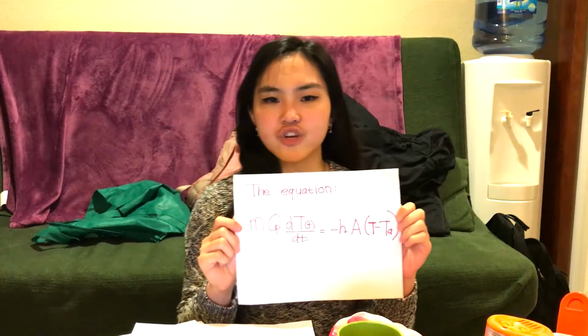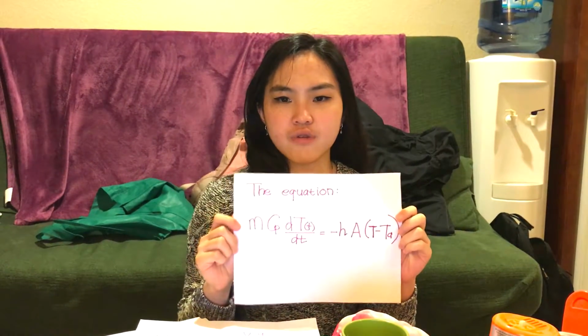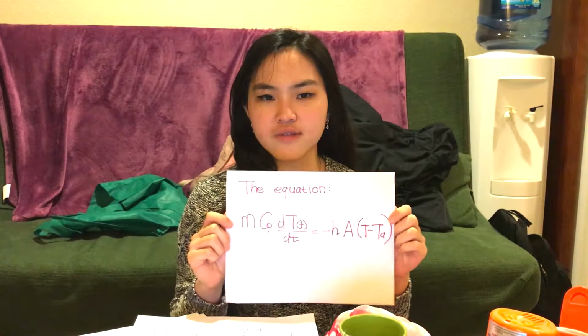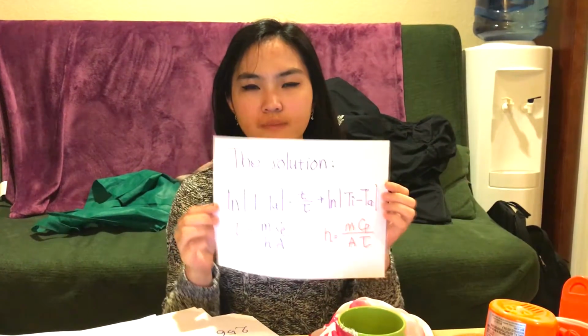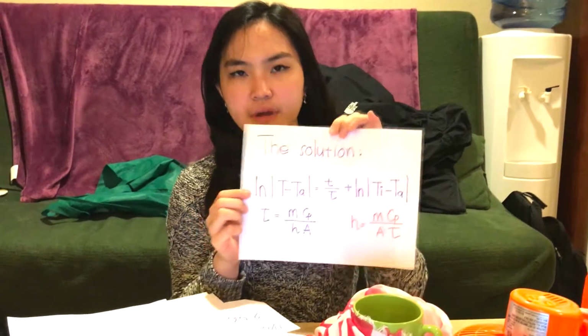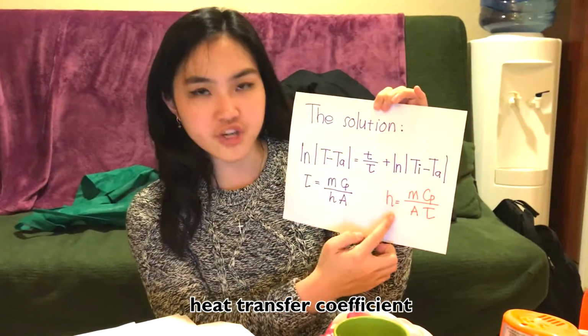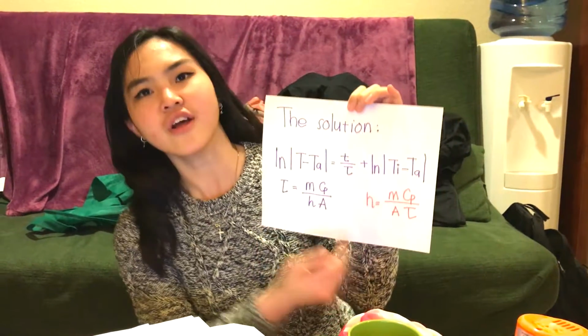Using this equation, we can calculate the heat transfer coefficient. We assume that the heat capacity of hot chocolate is equal to the heat capacity of water, as we only use 1 teaspoon of hot chocolate. And with the solution of this equation, we can plot a graph, and then from there we can calculate the heat transfer coefficient from the slope of the linear fit.